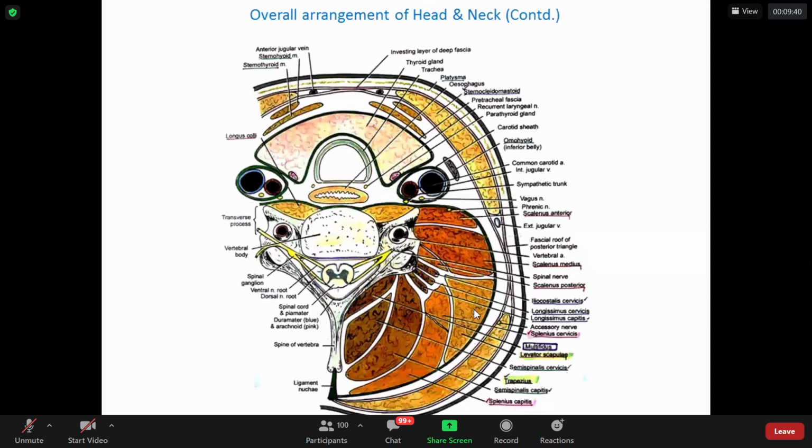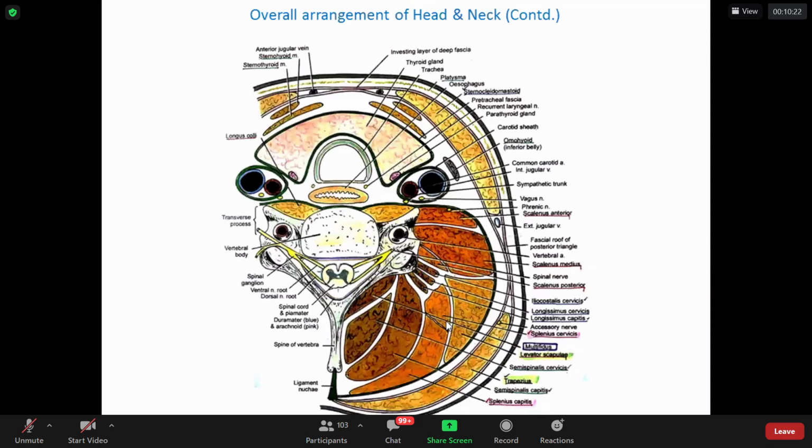The first group, and the most superficial group on the back of the neck, are the scalenus. 3 scalenus: scalenus anterior, scalenus medius, scalenus posterior. They lie lateral to the transverse process of the cervical vertebrae. Next group is this one. This group of muscle is known as the splenius cervicis and splenius capitis.